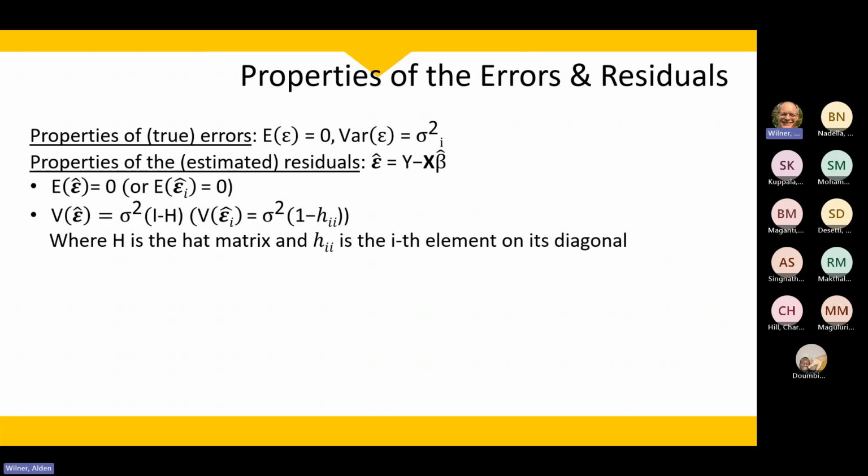So properties of errors. The properties of true errors are that the expected value of the error is 0, and the expected variance is some sigma squared sub i for each of the individual features. Properties of our estimated residuals, epsilon hat, y minus, again, the x matrix, the y matrix minus the x matrix times beta hat. So this is just a shorthand notation, right, for our formula. The estimated value of those errors is going to be 0. The variance is going to be this formula where H is the hat matrix and H sub i is the ith element on that hat matrix diagonal.